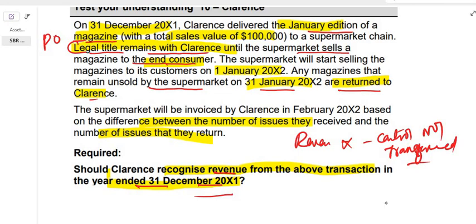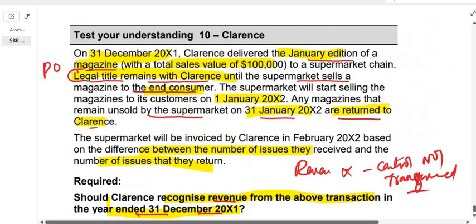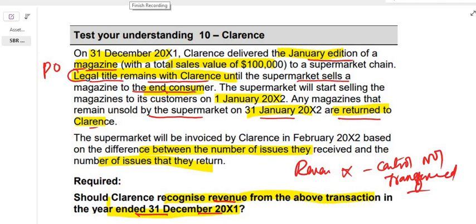I think this is enough for today. Inshallah, we'll continue in the next lecture. We'll do consignment arrangements and some other short topics, like repurchase agreements. So we will do all these one by one.